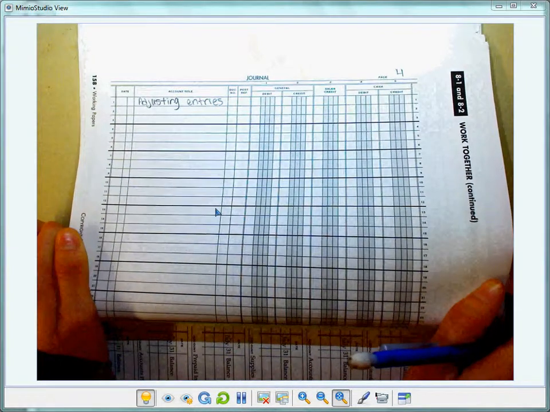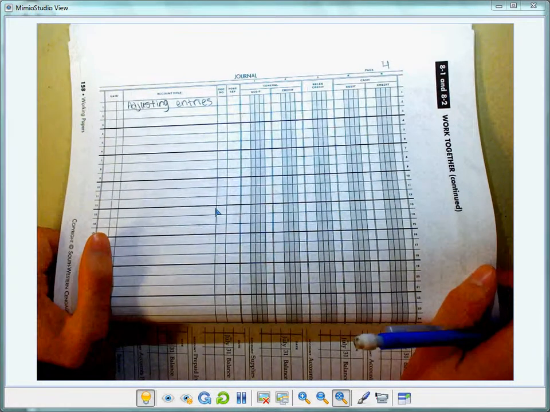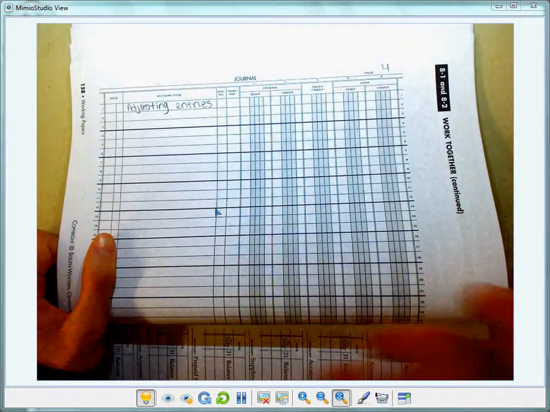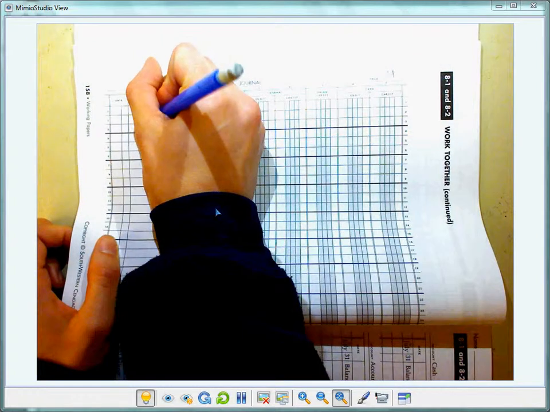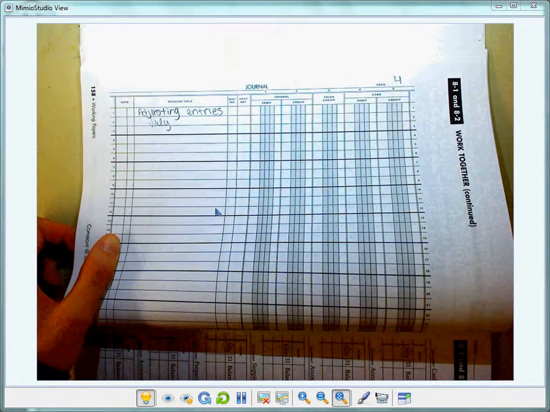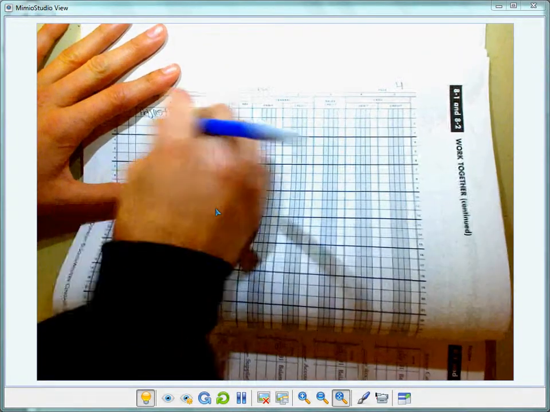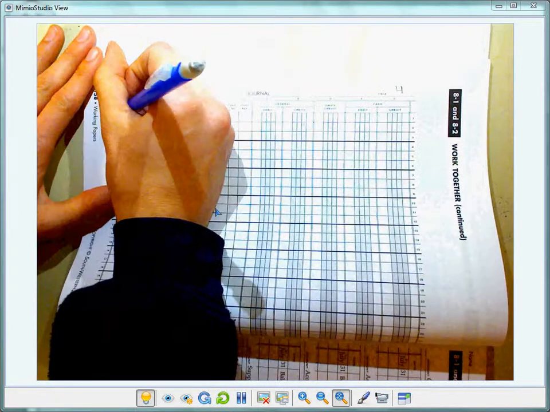And our date on the next line is July 31st. Yep, so line 2. No, in the date column. Where? That's what you're asking. In the date column. Right here? Yeah.